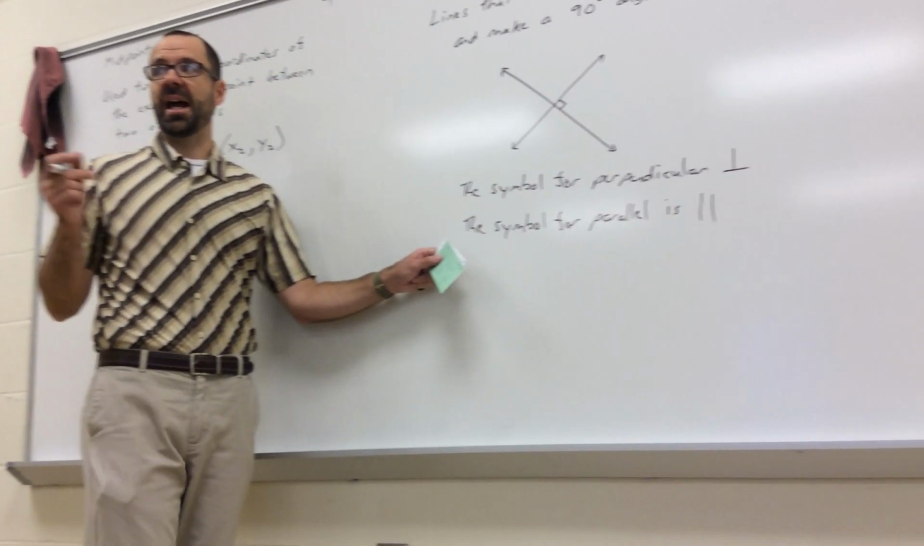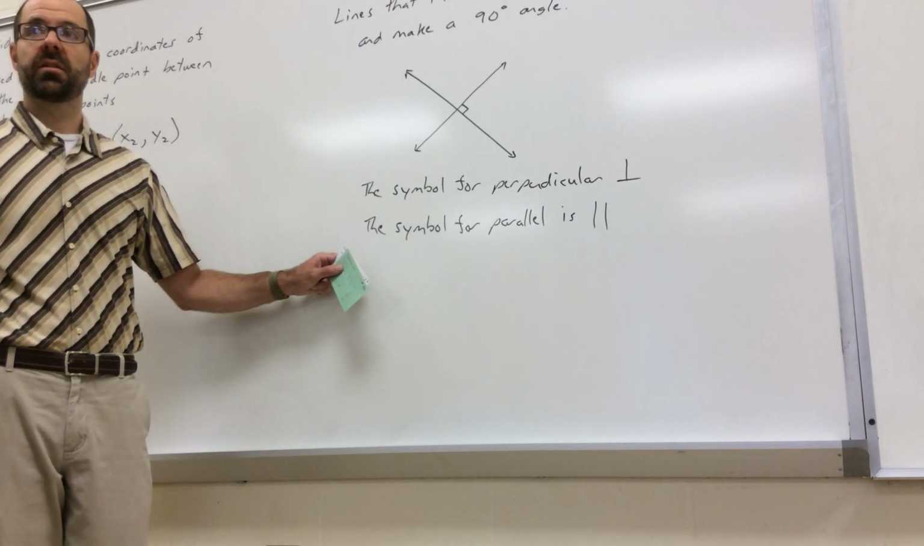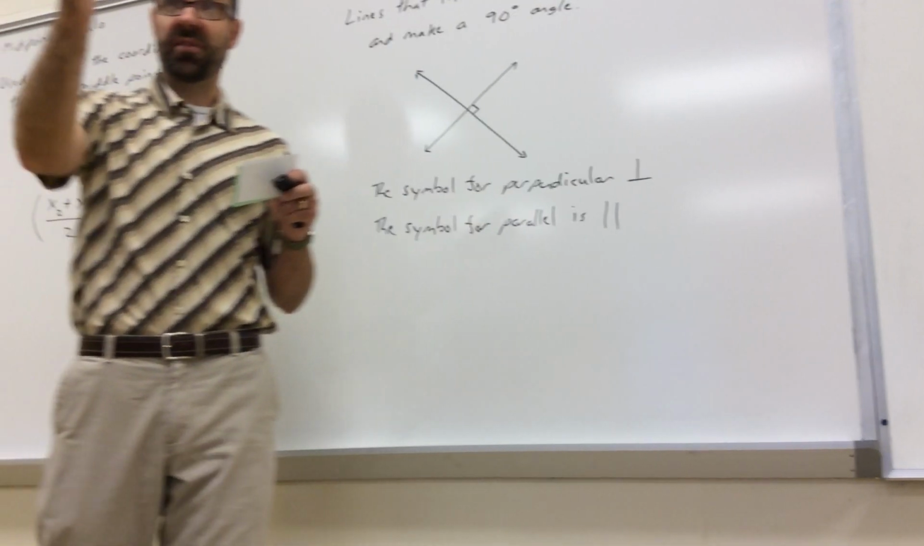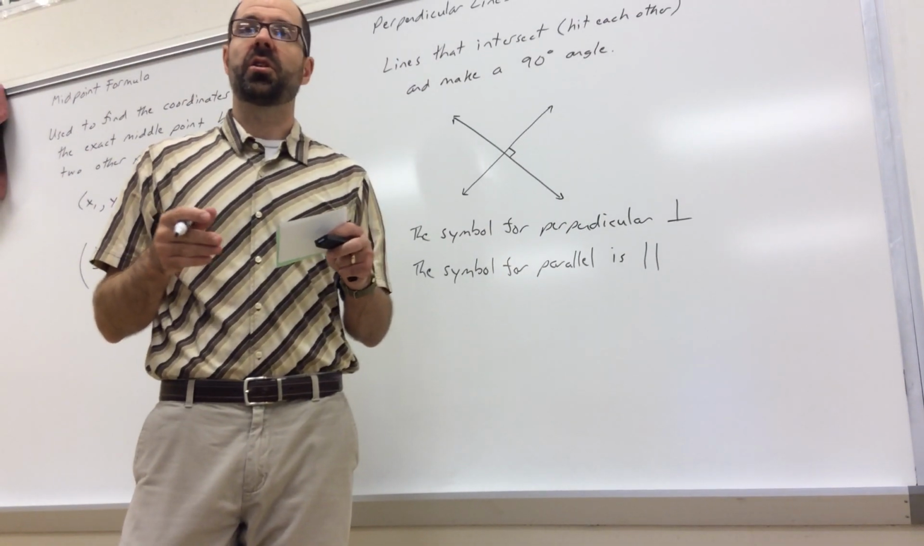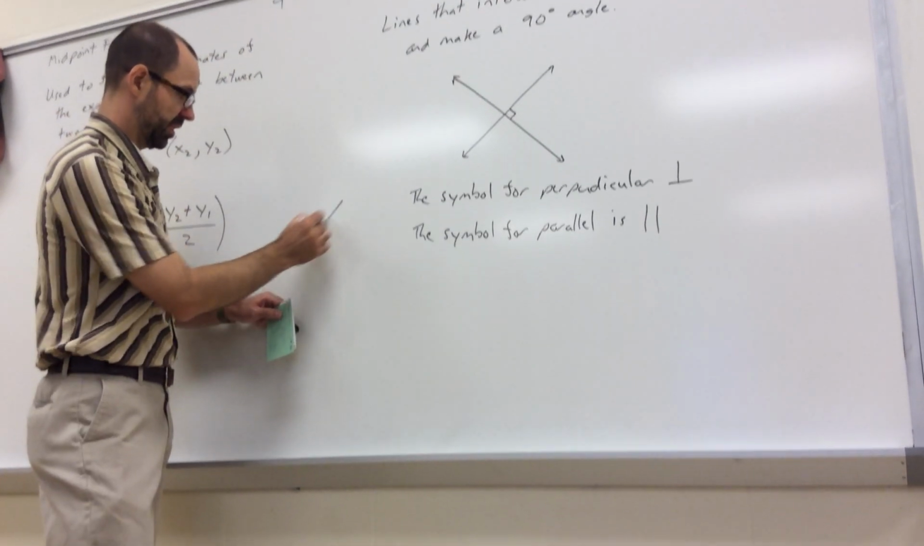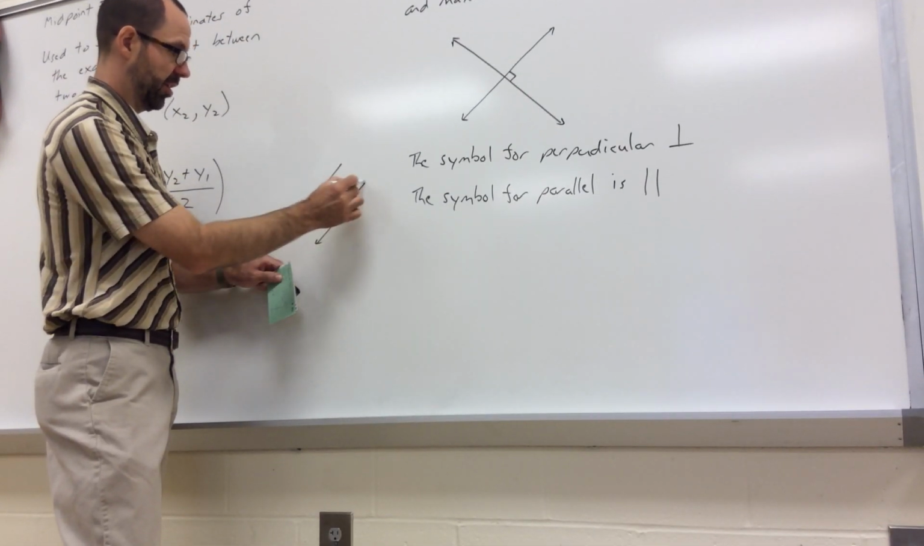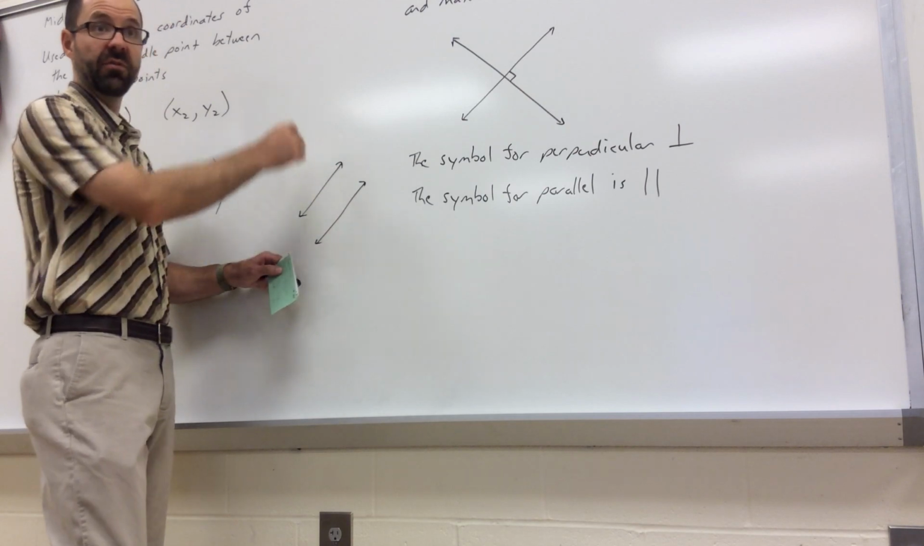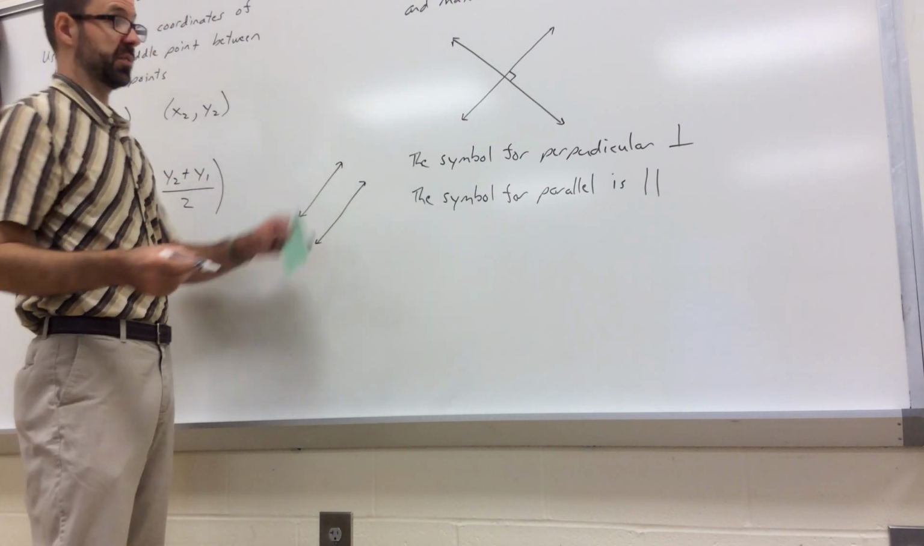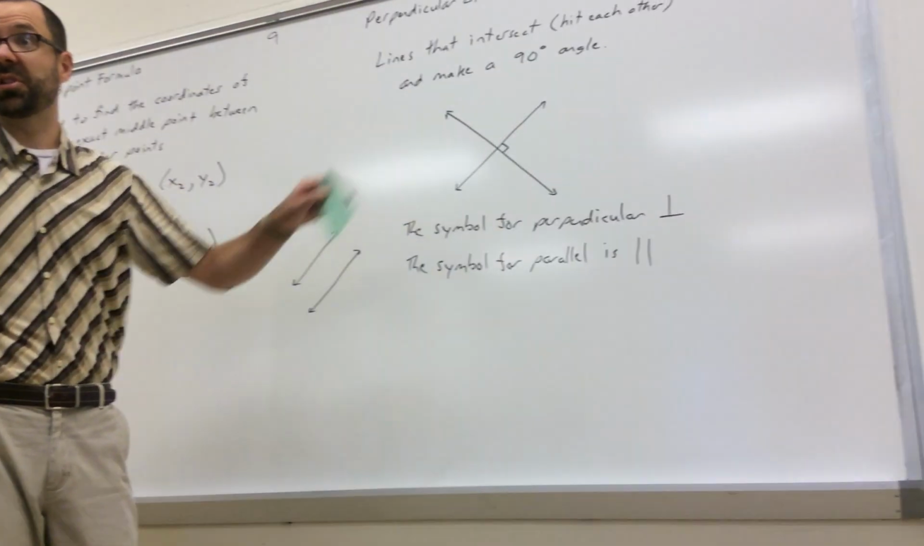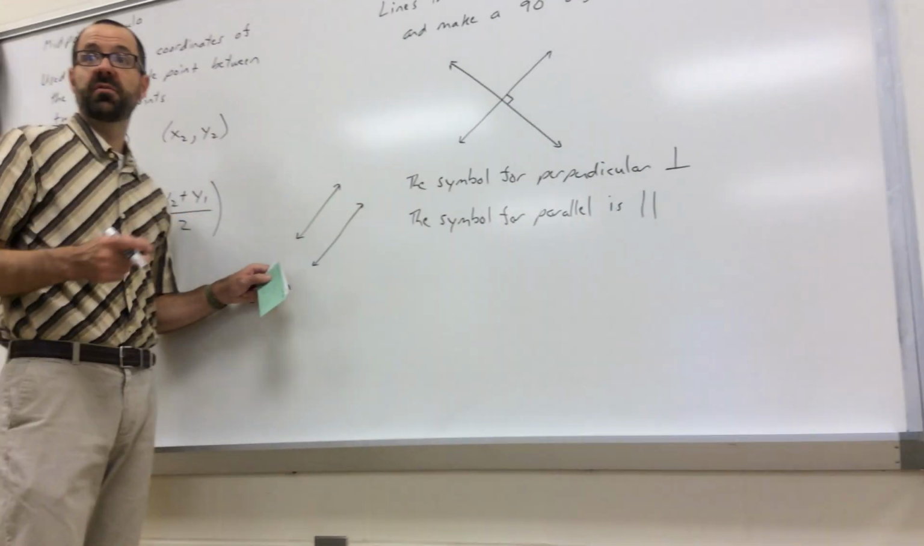One more thing that we added this year. They're coplanar. They're on the same plane. Good. So here's some example. You know what parallel lines look like, but here they are. They go on forever. They never intersect, as opposed to perpendicular lines, which do intersect. And they have to be on the same flat surface.